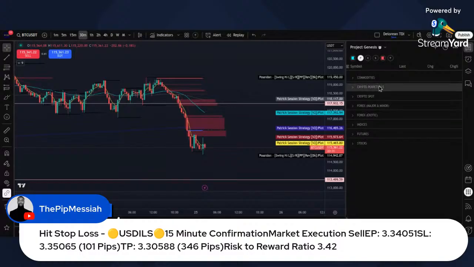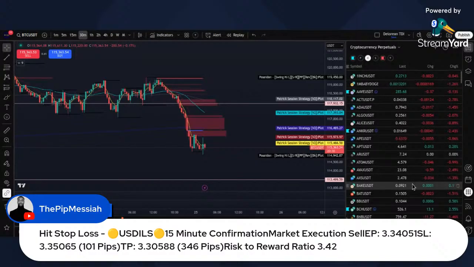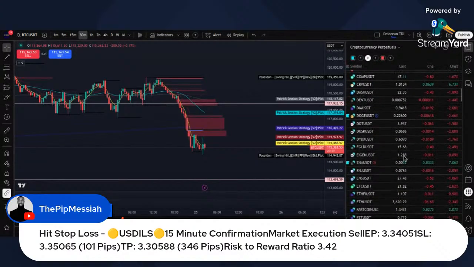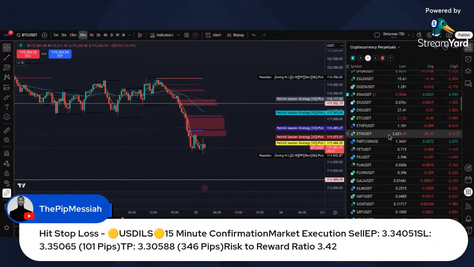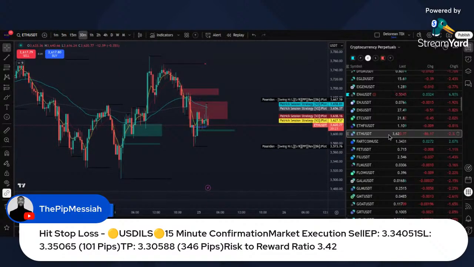Let's take a look at the other majors to see what's going on here. We'll start with Ethereum. Unlike Bitcoin, it does have support below current price. Very weak support, but it hasn't entered free fall. So Ethereum is definitely consolidated.